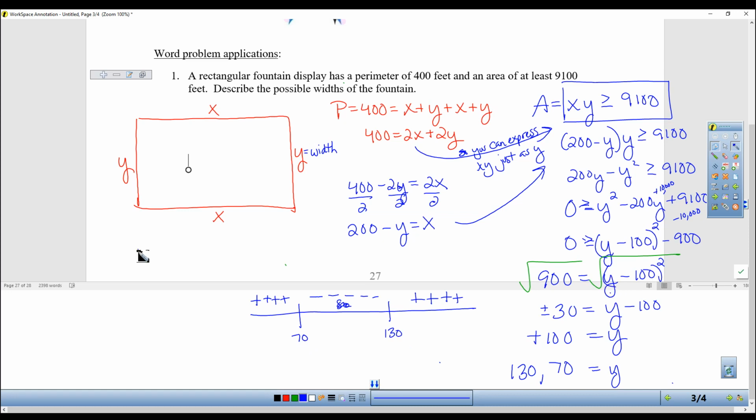What does that mean for us? That means that we would like our width should be between 70 and 130. Make sure you put your units on there. It's feet. Sometimes people get confused because they say, you want it to be negative? I don't want it to be negative. I want this equation to be true. The question is, what makes this equation true? And it's true if y is any number between 70 and 130, because that would make this less than 0, which would make this equation true. So we're kind of putting it all together now.